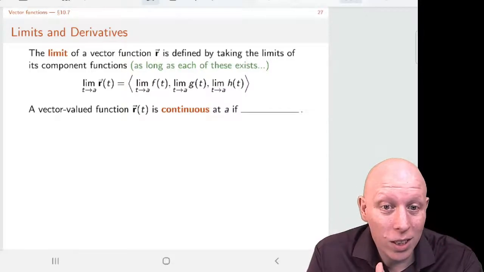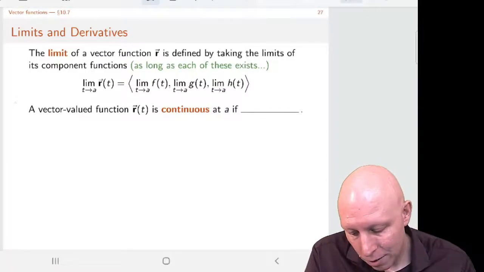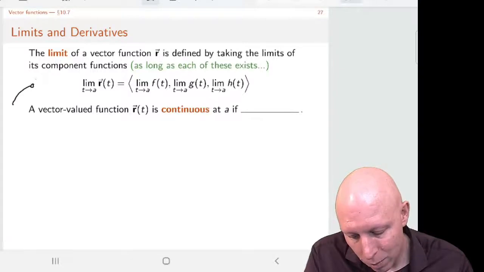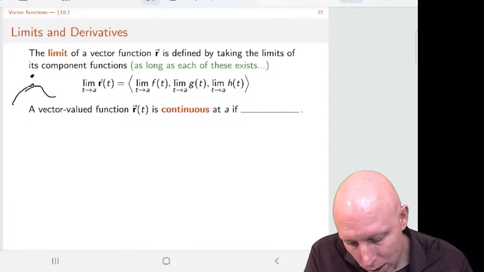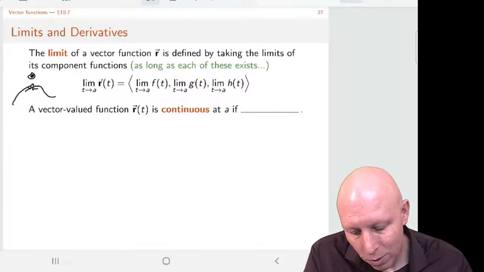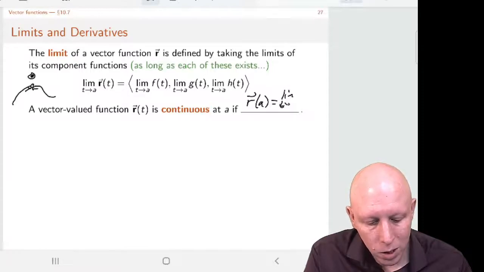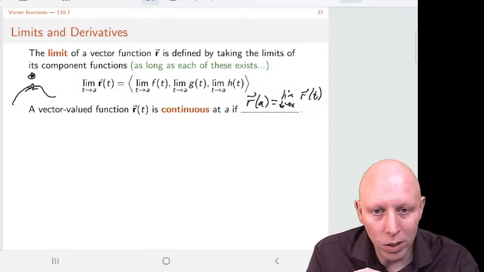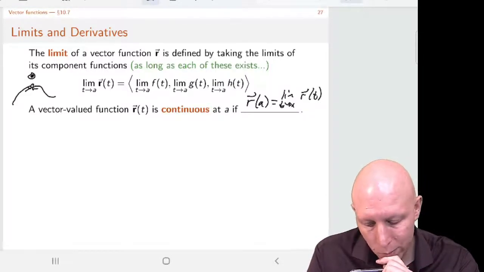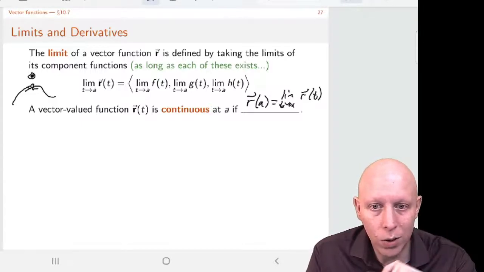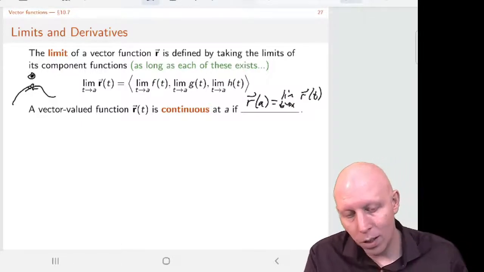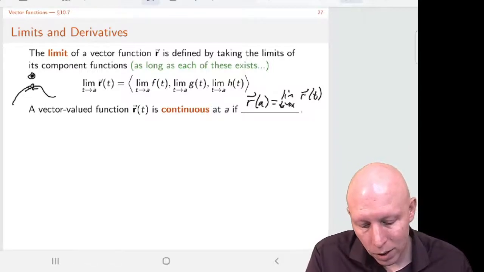A vector valued function is continuous at a if this limit exists, but remember a limit might have a hole. What we need for a function to be continuous is that r of a is equal to the limit as t goes to a of r of t. Right? We want to make sure there are no holes, no jumps, all of those things that we're used to seeing that make functions not so nice.